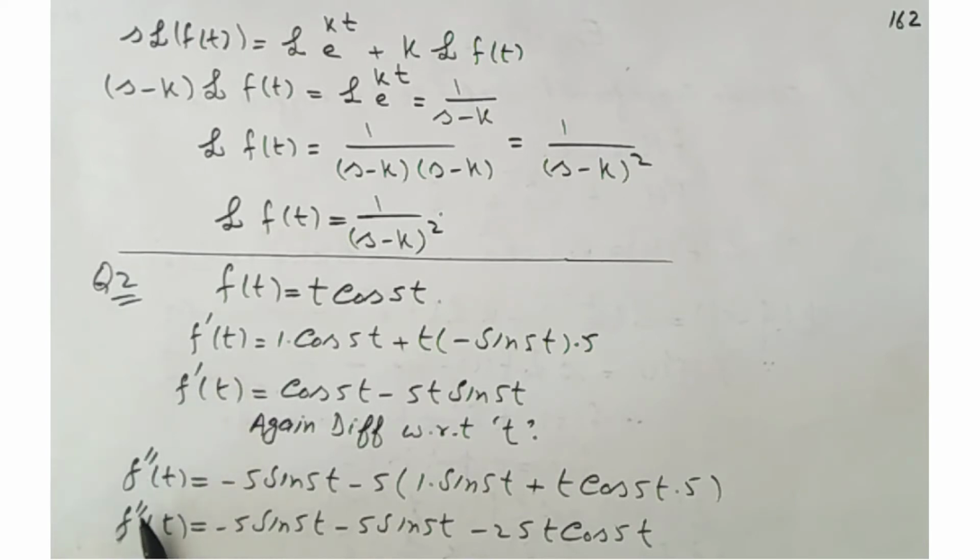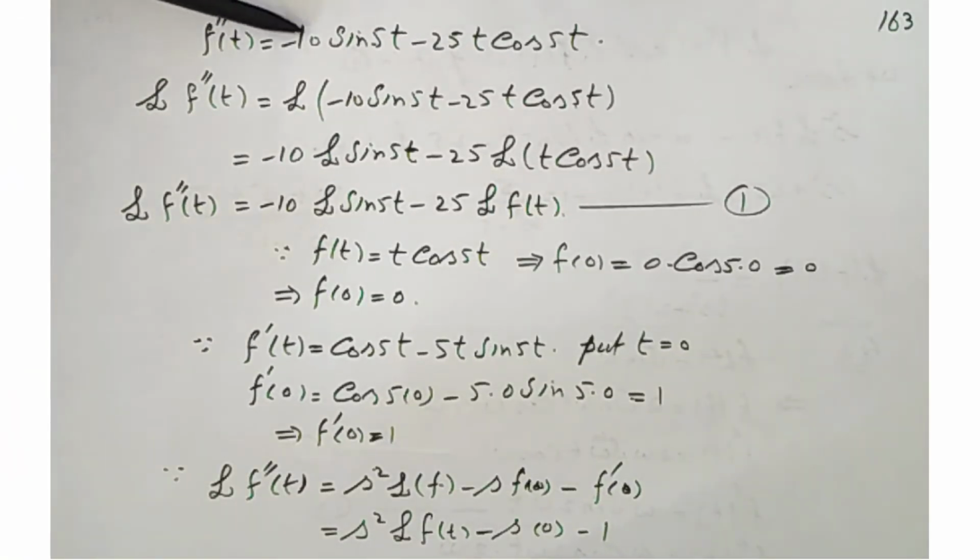This will become f double dash t. Derivative of cos 5t equals minus 5 sin 5t, and here we use the product theorem. Minus 5, derivative of t is 1 into sin 5t, plus t into derivative of sin 5t, which is cos 5t into 5. So f double dash t is equal to minus 5 sin 5t minus 5 sin 5t minus 5 into 5, minus 25 t cos 5t.